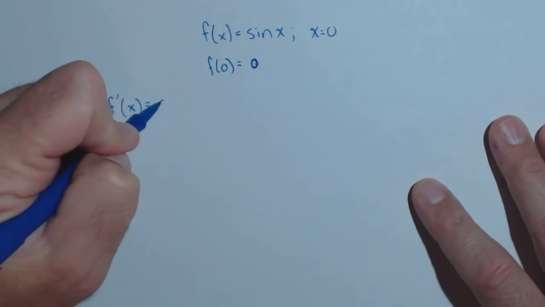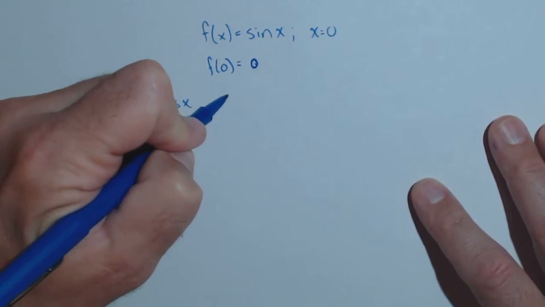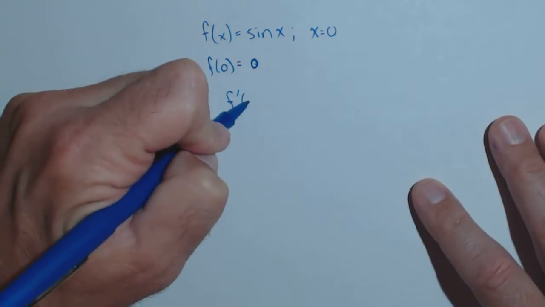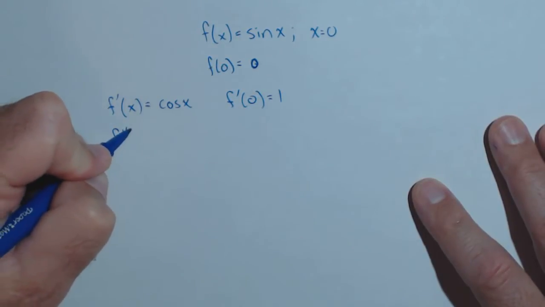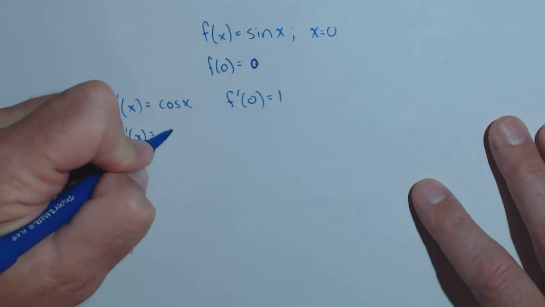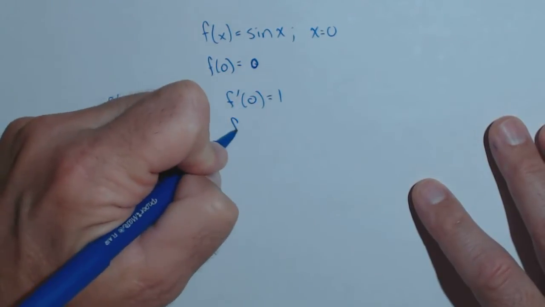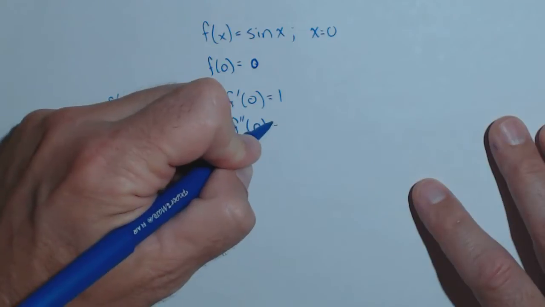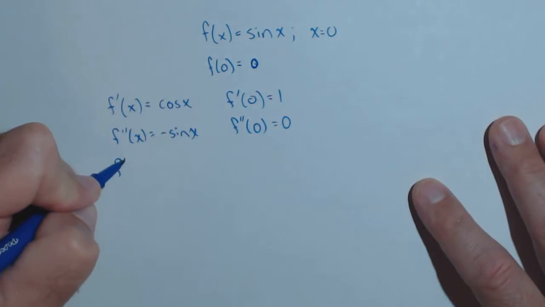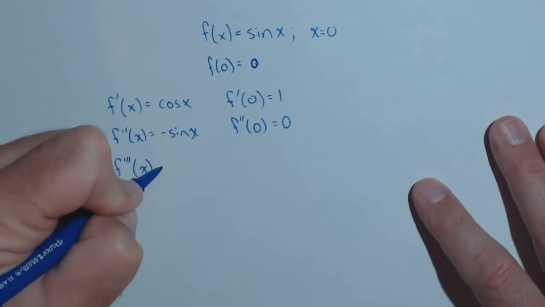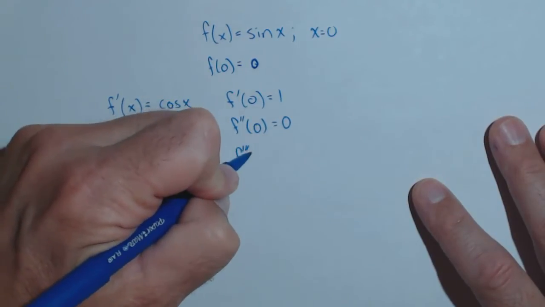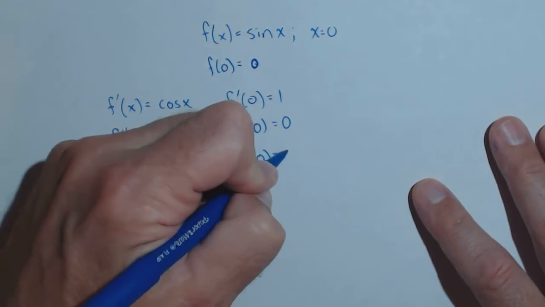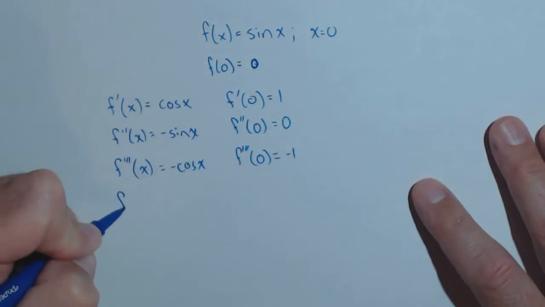So the first derivative is cosine of x, f prime of 0 equals 1. Second derivative, the derivative of cosine is negative sine of x. Evaluating that at 0 is 0. Third derivative is actually going to be a negative cosine of x. The third derivative evaluated at 0 gives us a negative 1.